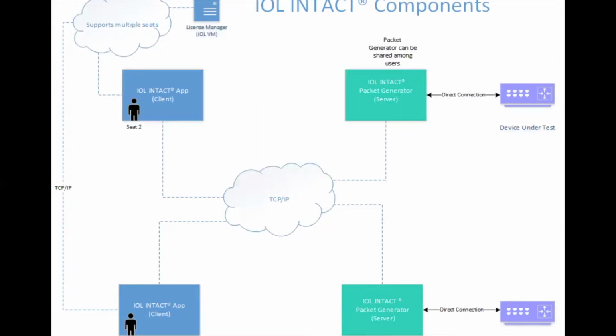Speaking a little bit about the potential hardware architectures here, this could be seen as a way to run INTACT on 3 different machines. You could run the license manager on a machine separate from the application, which is separate from the packet generator. So for example, the packet generator may be a machine sitting in your lab. The application might be running on your laptop or your workstation, and the license manager could be a virtual machine stored somewhere in your IT infrastructure.